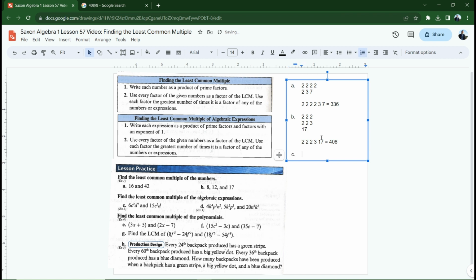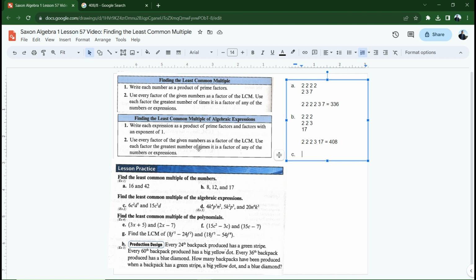What do we do when we have variables involved and it's not just numbers anymore? We need to write each expression as a product of prime factors with an exponent of 1. So I can't do c squared, but I can do c times c. I can't do d to the 7th, but I can do d times d times d times d times d times d times d. Then use every factor as a factor of the least common multiple, the greatest number of times it's a factor of any one of the numbers. This is the same thing, except now we're including letters as well.